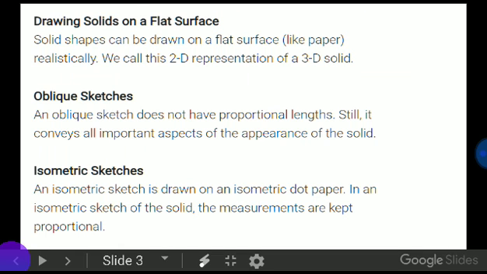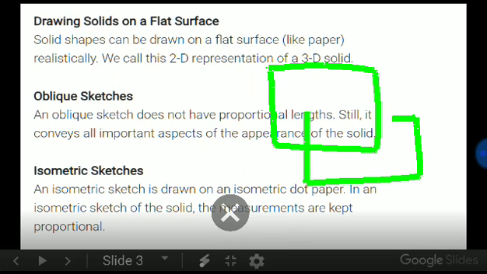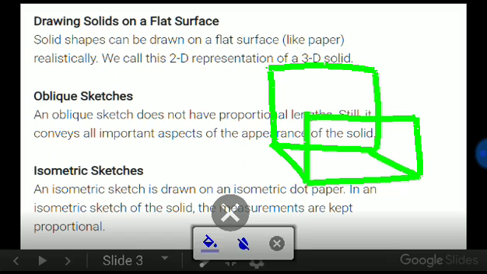Now, drawing solids on a flat surface, how can we draw it? Solid shapes can be drawn on a flat surface like a paper. We call this a 2D representation of a 3D solid. For example, let me draw one for you. What we can see over here is a cube which I have drawn. It is a 2D representation of this 3D solid cube.